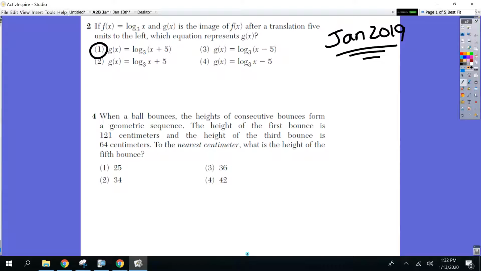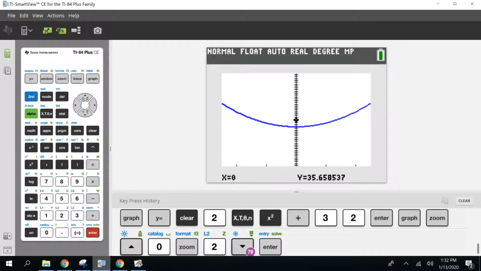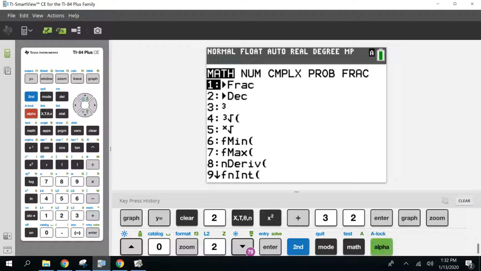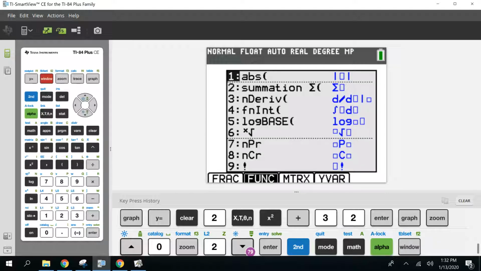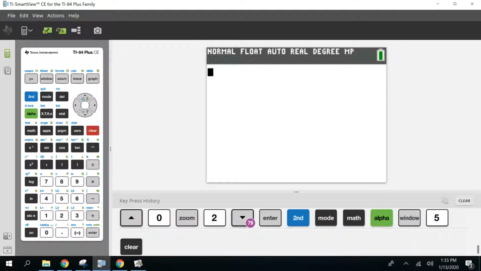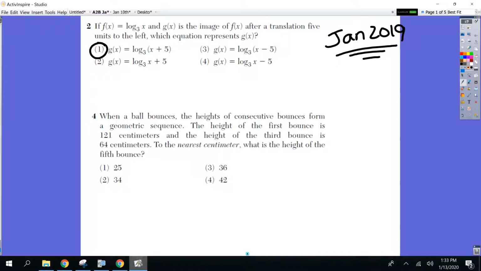Now, here's what I'm just going to stop for a second. Do you know how to get that log button on your calculator? Okay, so if you wanted to do log base 3 of x, I believe the easiest way to go is alpha window. Yep, there it is. I can go alpha window, and it's choice 5. And I can graph that. I can put whatever I want in those 2 spots. Okay, so alpha window if you need your log button. Good? All right, that was an easy one.